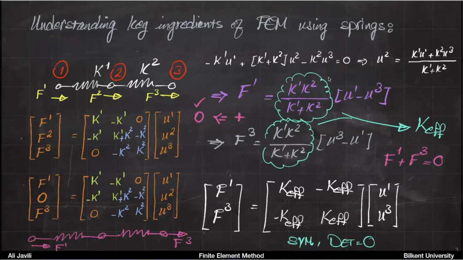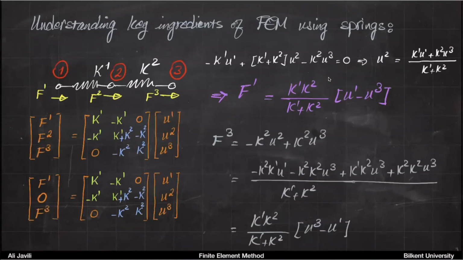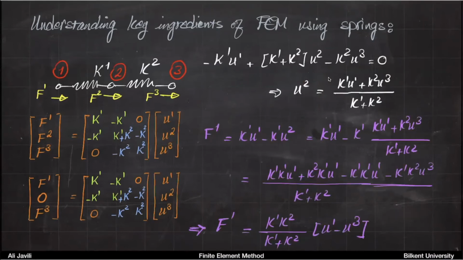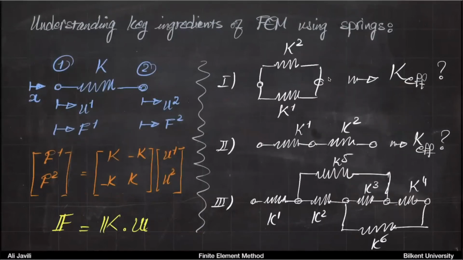Thank you very much. So previously, if you look at these systems, let me just go back to this. In the first system, we have 2 springs, 2 nodes, and the stiffness was 2 by 2.